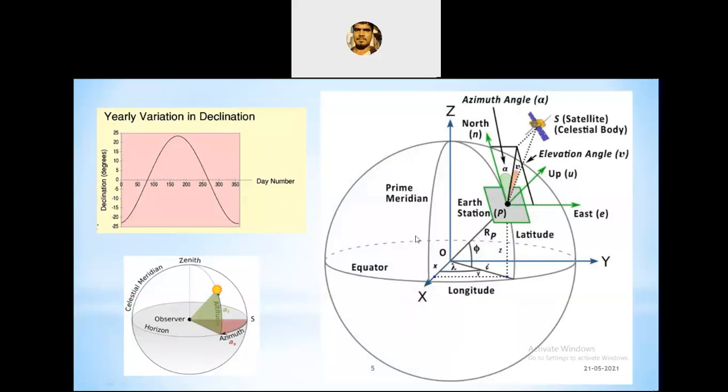And this is what we already discussed: the equator, longitude, and prime meridian. This is the earth station, and this is the collector on which the sun rays are projected. We are going to evaluate many angles. These are the directions: east, west, north, south.